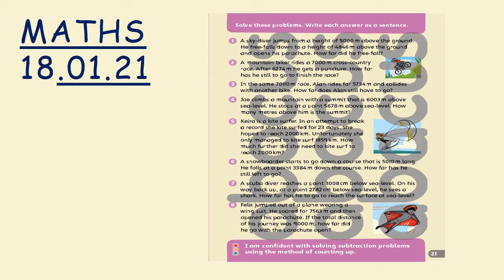Then you have to note the numbers, 5,000 and 4,846 meters. Then you have to calculate your answer using the frog method. The answer is 154 meters. Now we have to answer the question. How far did he free fall? He free fell for 154 meters.